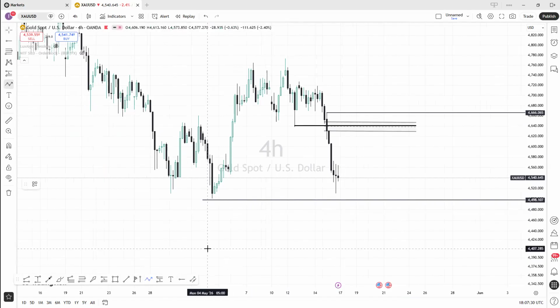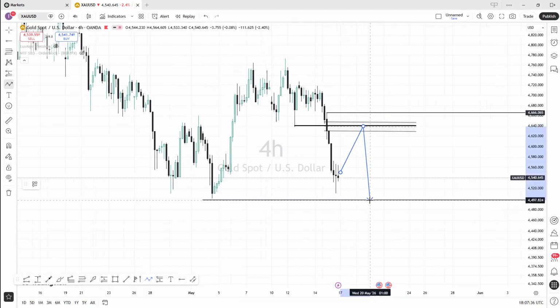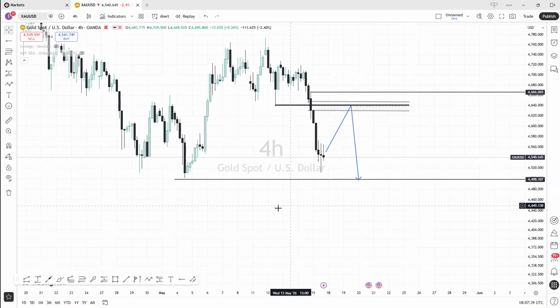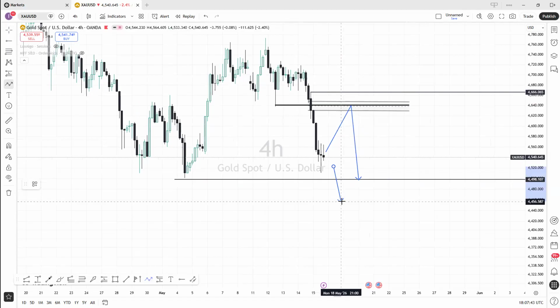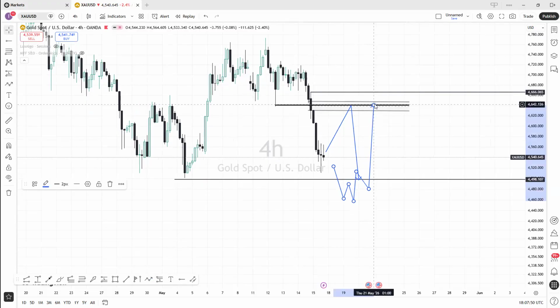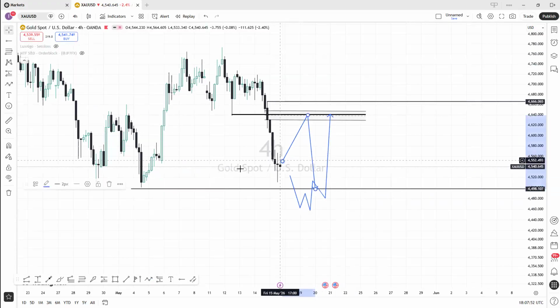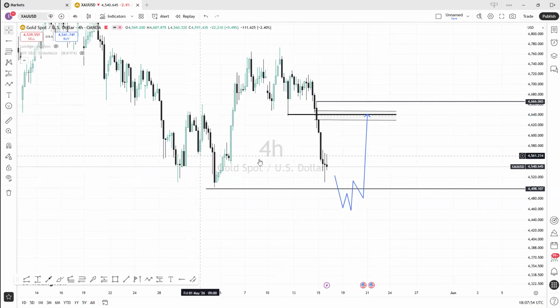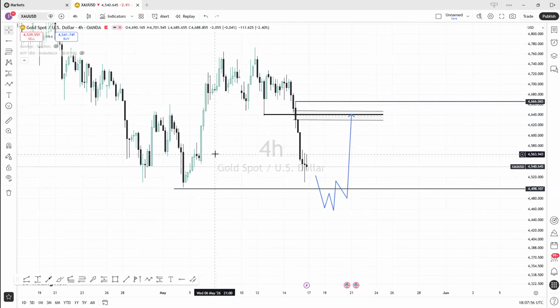So if price retraces back to this level, we'll find a short position from that area, and then we target lower. Or if price starts to drop downside, we'll wait for a liquidity sweep here, and then when a reversal pattern forms, enter for a long position. But according to the current direction, there is high probability price will drop to sweep this liquidity.